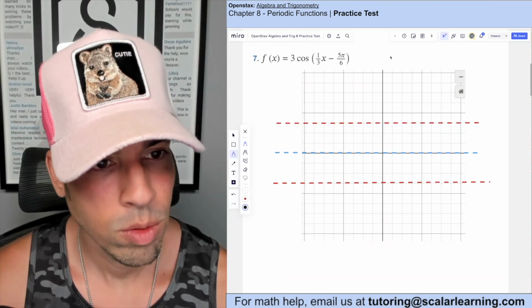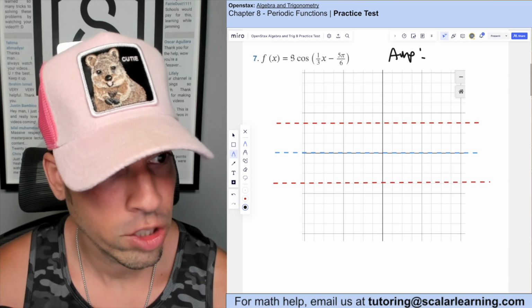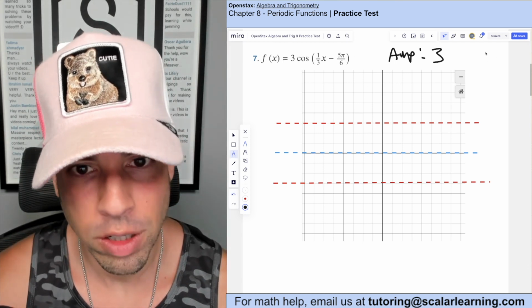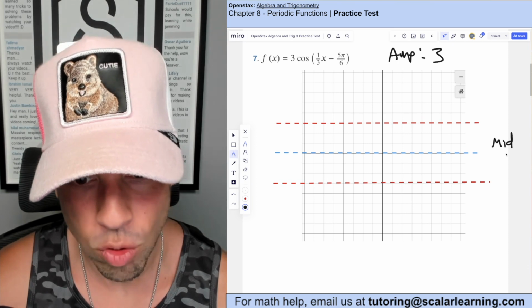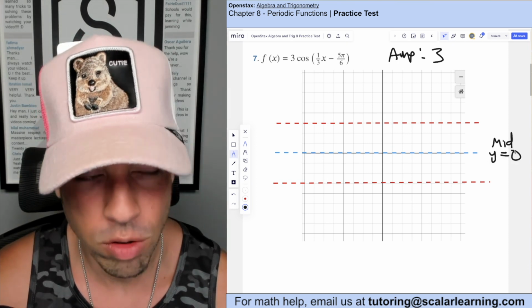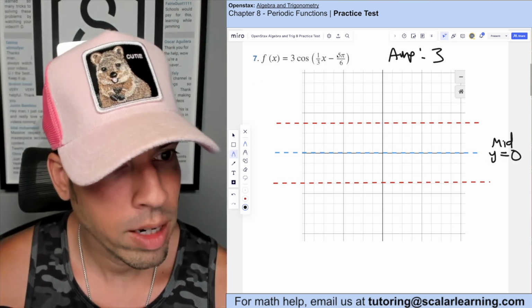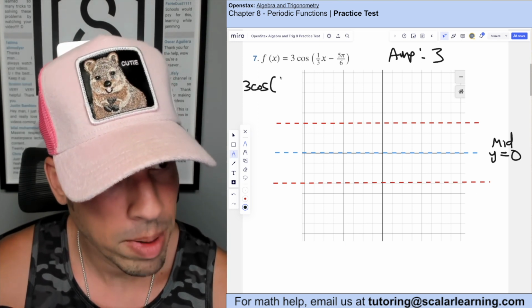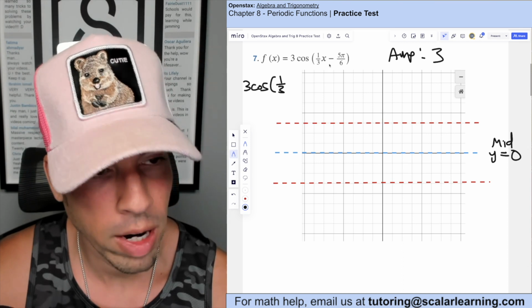Boom, done. So for this one, let's start with the amplitude, which is this value in front, which is 3. There's no vertical shift, so the midline is going to be at the normal spot, which is y equals 0. Now we get to this argument. So what I got to do is actually factor out that 1/3 to know everything I need to know about the period. So I'm going to factor out the 1/3 and the phase shift, by the way.